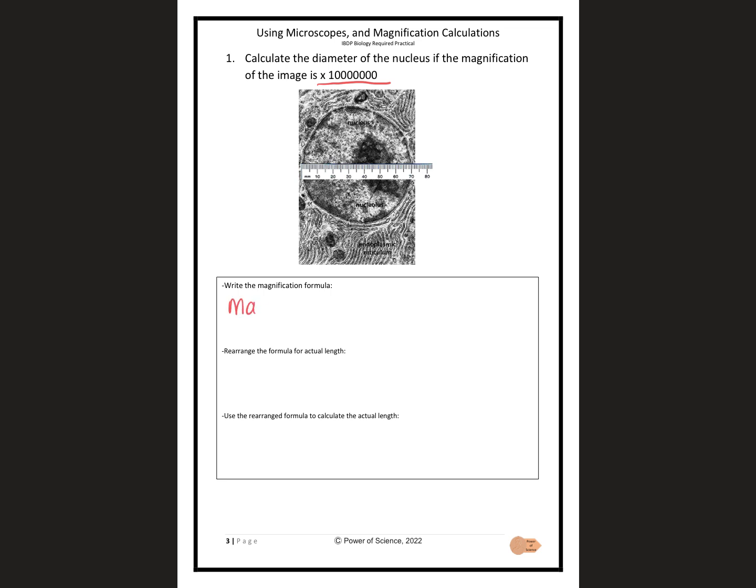So the formula is magnification equals measured length divided by actual length. And that's going to look different for different parts of the problem. So this one wants us to rearrange the formula for actual length. And I'm sure you can do this.